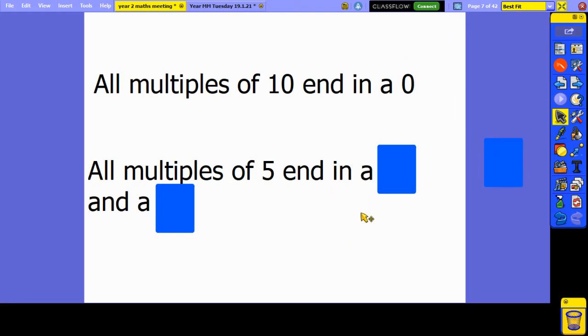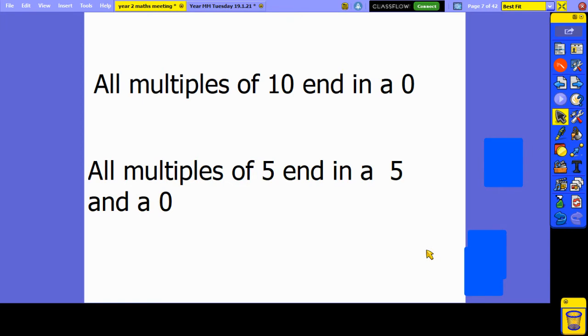Yesterday, we counted in multiples of 5. Can you remember what all multiples of 5 end in? All multiples of 5 end in a something and a something. Pause the video while you have a think and write it down. So all multiples of 10 end in a 0. All multiples of 5 end in a 5 or a 0. Well done.